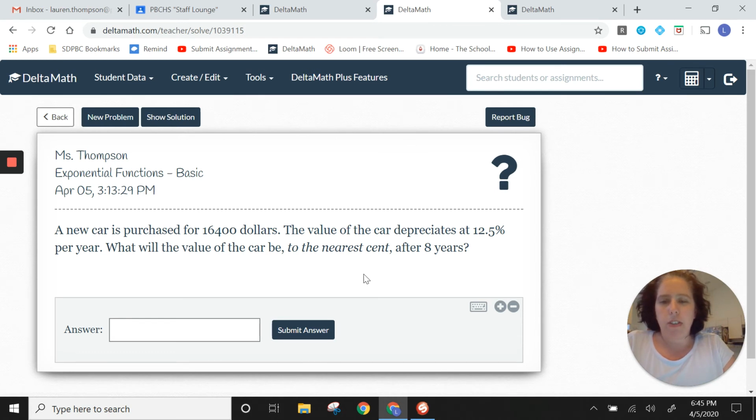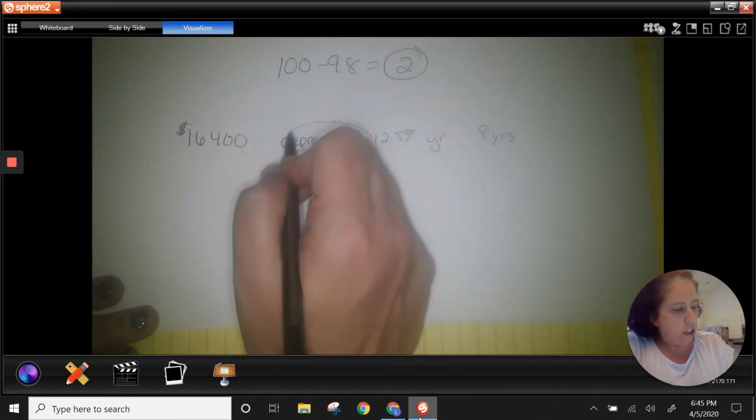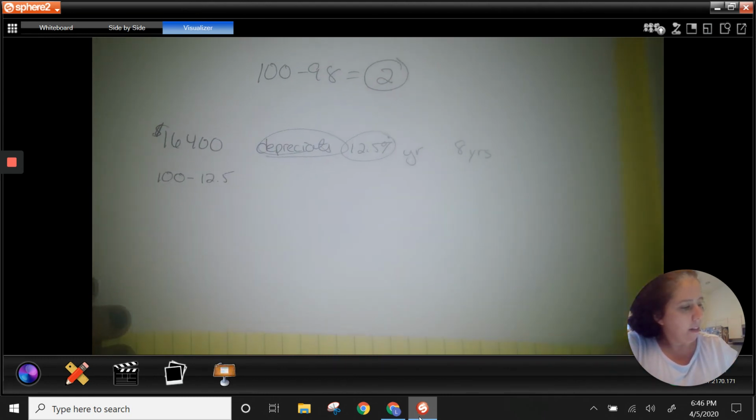A new car is purchased at $16,400. The value of the car depreciates at 12.5% per year. What will the value be of the car to the nearest cent? So we have $16,400. It depreciates, that means it loses value, guys, 12.5% a year, and I want to know for 8 years. Let's jump back to the screen so you can see. It depreciates, which is a decay of 12.5%, so we're going to do 100 minus 12.5.